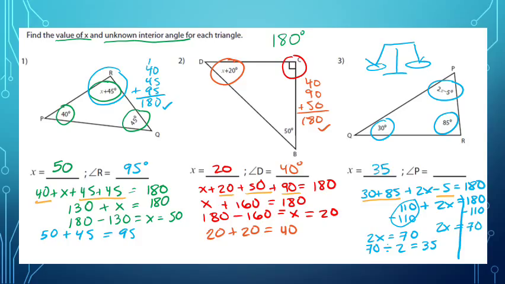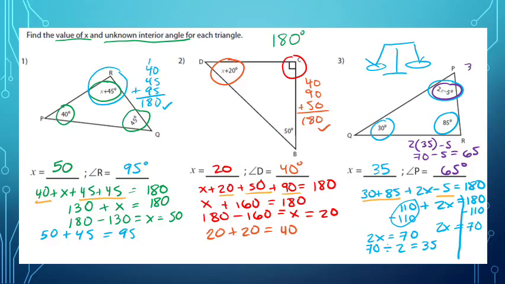However, angle P is 2 times x minus 5. So again, angle P here, 2x minus 5, 2 times 35 minus 5. So in this case, 2 times 35 is 70, minus 5 gives me 65. And so again, my thought right now is that it's going to be 65 degrees, but I'm going to double check.